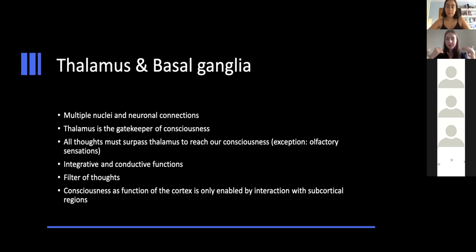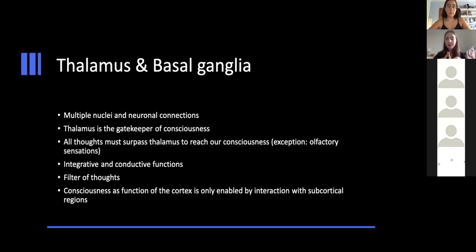So the reason why this is so is that all thoughts that we have, all input that we get in our brains, be that motor, sensory, or association input, has to pass through the thalamus in order to reach our consciousness. So in order for us to become aware of something, it has to pass through these nuclei, be processed in there for a moment, and then it's passed on to our consciousness.